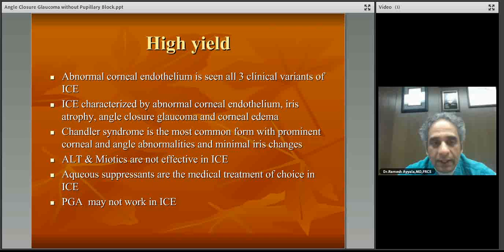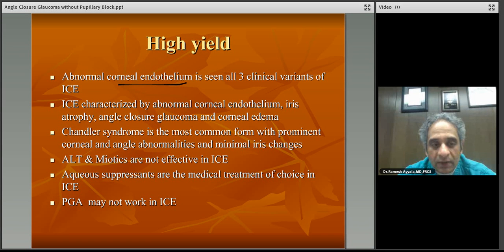Abnormal corneal endothelium is seen in all three clinical variants of ICE syndrome. ICE is characterized by abnormal corneal endothelium, iris atrophy, angle closure glaucoma, and corneal edema. Chandler syndrome is the most common form, with prominent corneal and angle abnormalities and minimal iris changes.